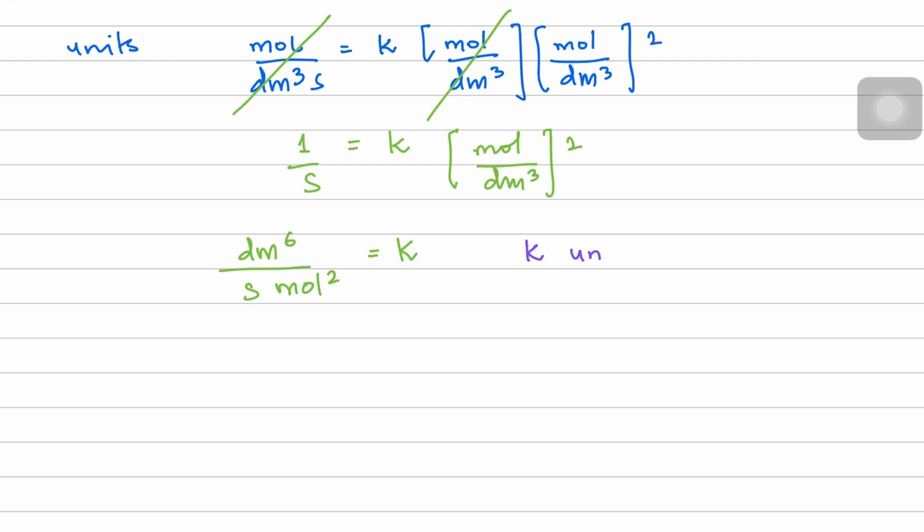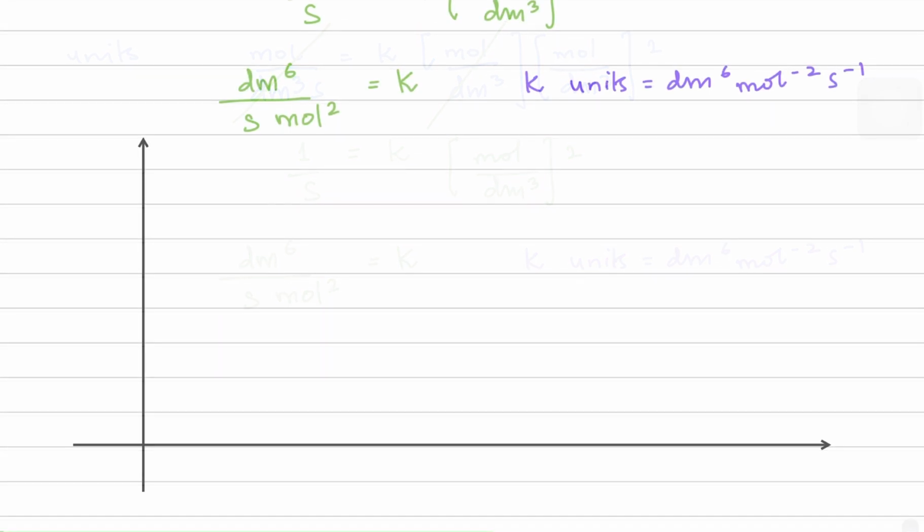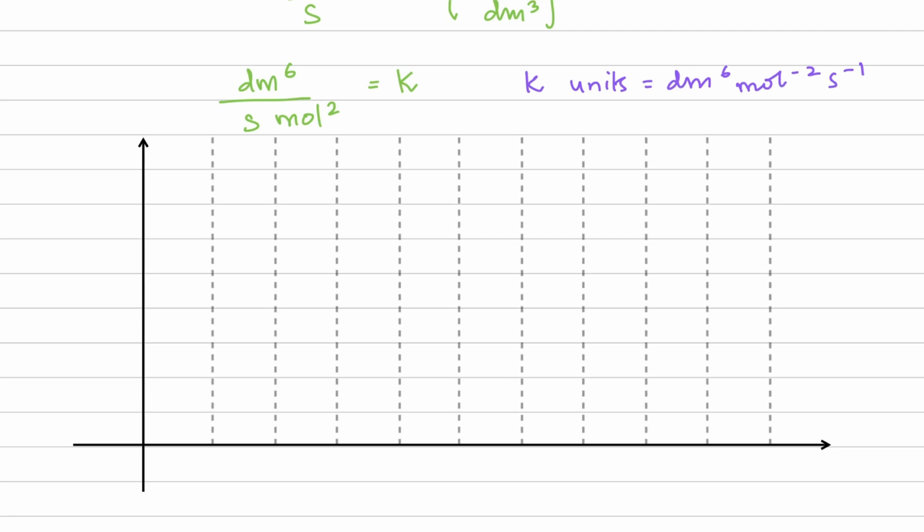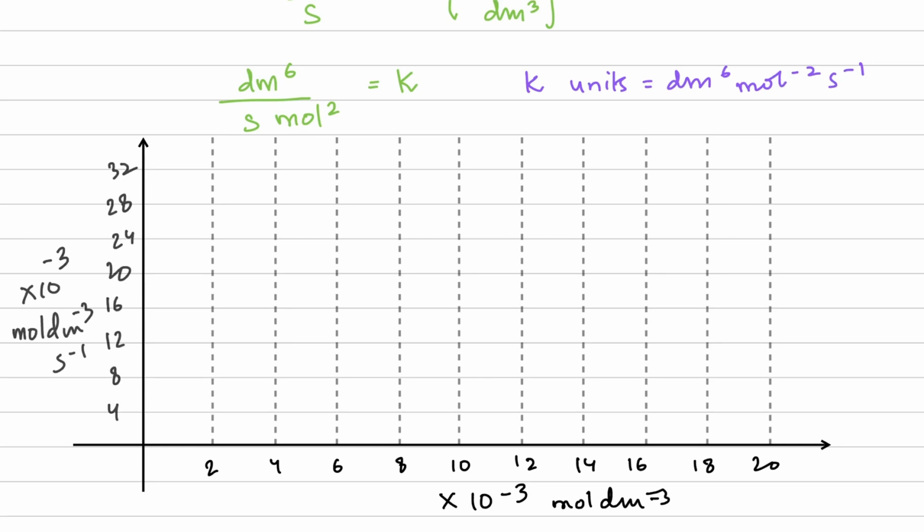So another way of writing that would have been K is equal to dm6 mole -2 second -1. So this is how we solve that. If we make a graph to show how the order can be represented, we put concentrations on the x-axis and rate on the y.